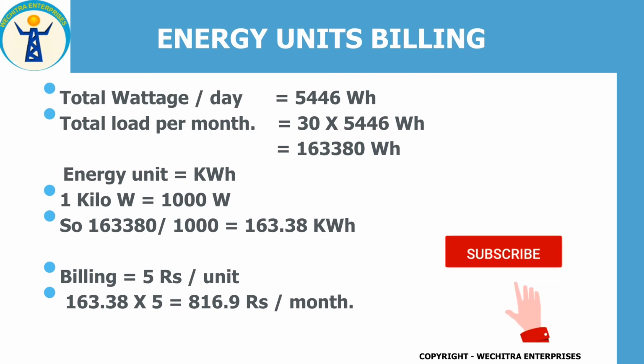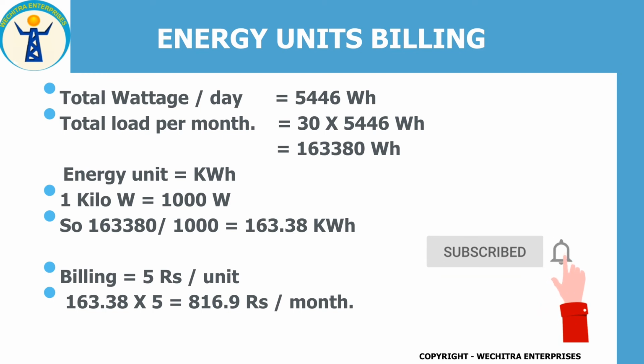Now to work out the load for a month, we will multiply this wattage by 30 days. It will come out to 163380 watt hour. But energy units are calculated in kilowatt hour. 1 kilowatt equals 1000 watt, and the energy calculated by us, 163380, is in watt hour. So we need to divide 163380 by 1000, which comes to 163.38 kilowatt hour.